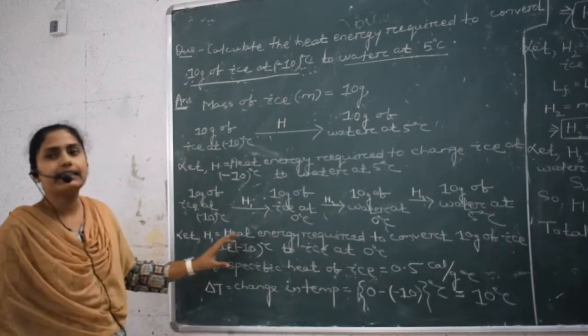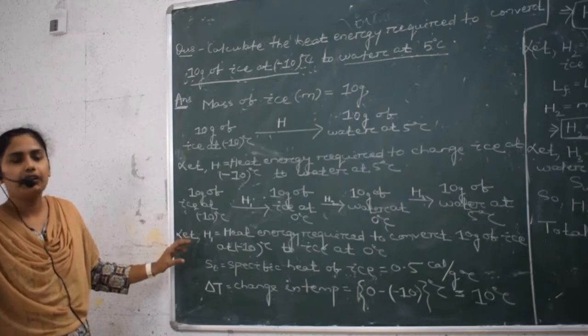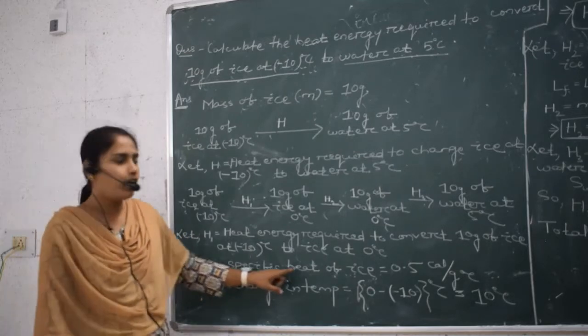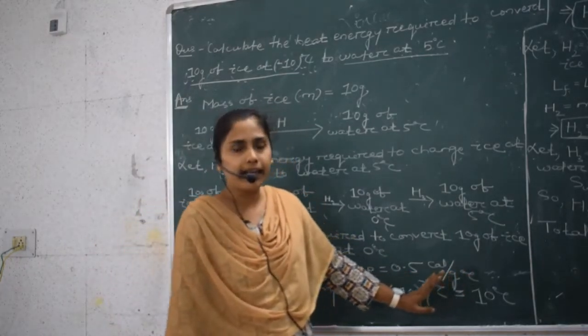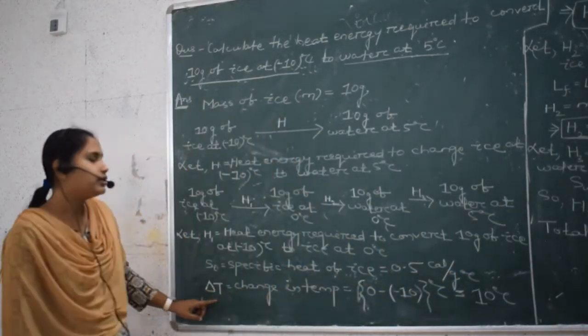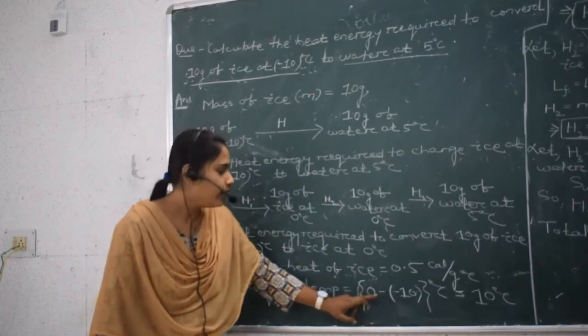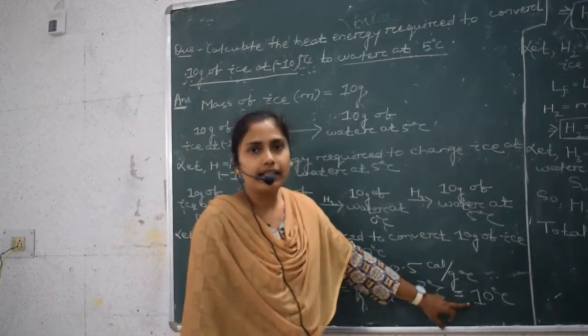So if there is a change of temperature, in this case we will use the specific heat formula. Let S be the specific heat of ice, that is 0.5 calorie per gram per degree centigrade, and here delta T is the change in temperature, that is final temperature minus initial temperature, that is 0 minus (minus 10), which is 10 degrees centigrade.